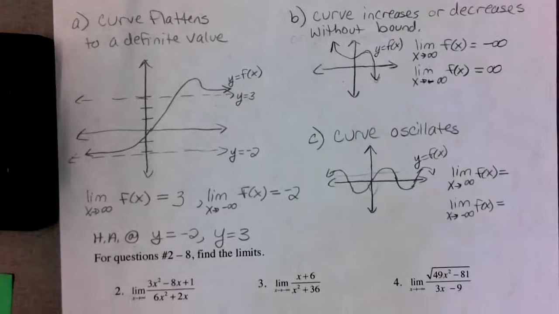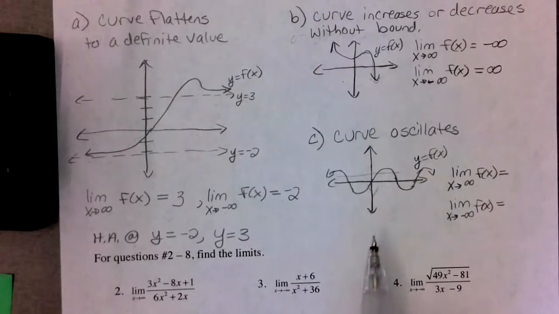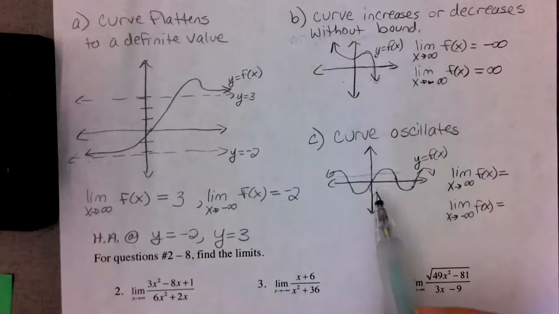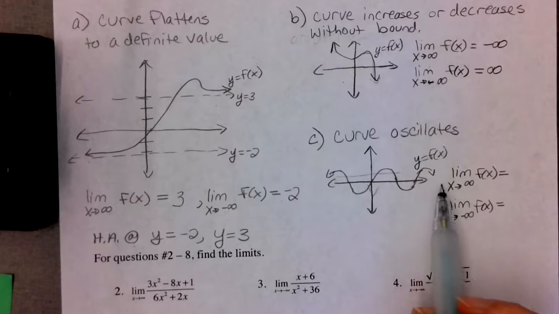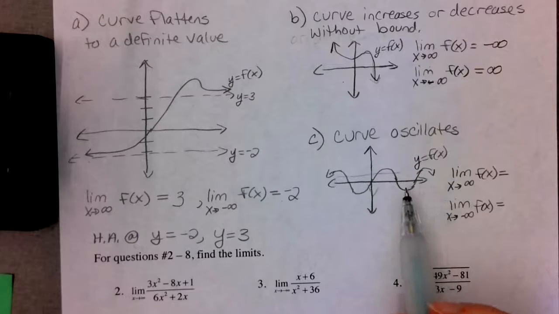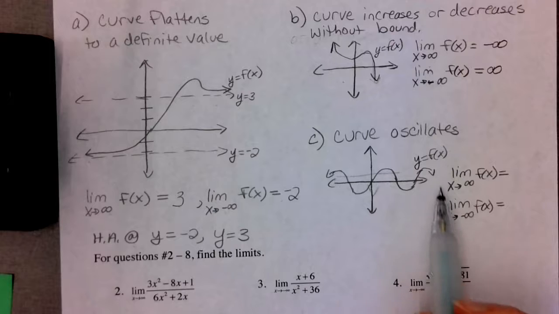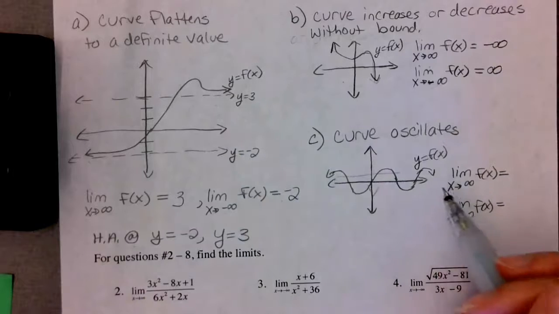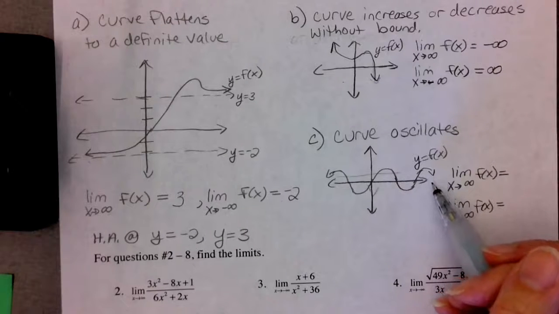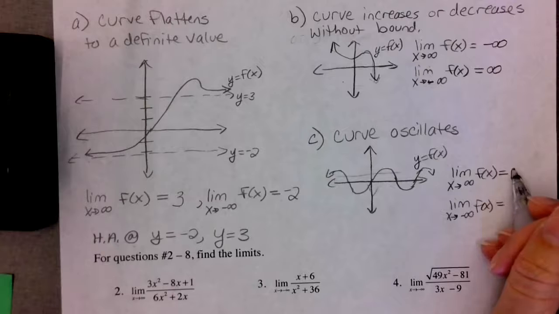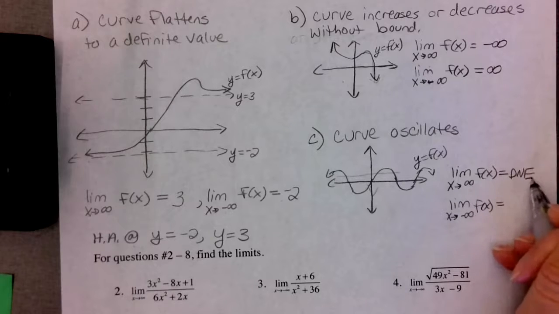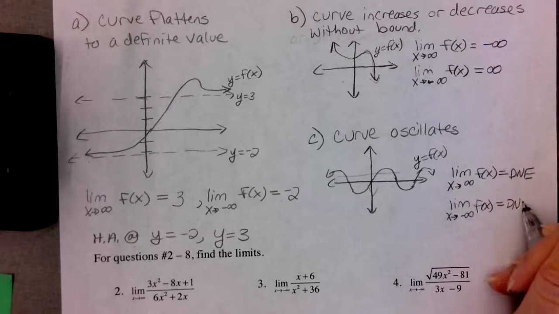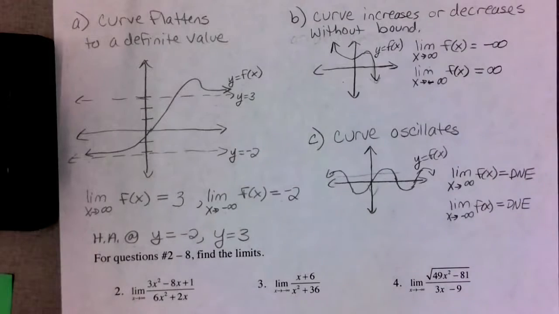The last scenario for end behavior is curve oscillation. For this one I tried to draw a representation of a sine curve. The sine curve will keep oscillating back and forth between 1 and negative 1. You could have easily drawn a cosine curve. If it keeps oscillating, it's not approaching one particular height. The limit does not exist.